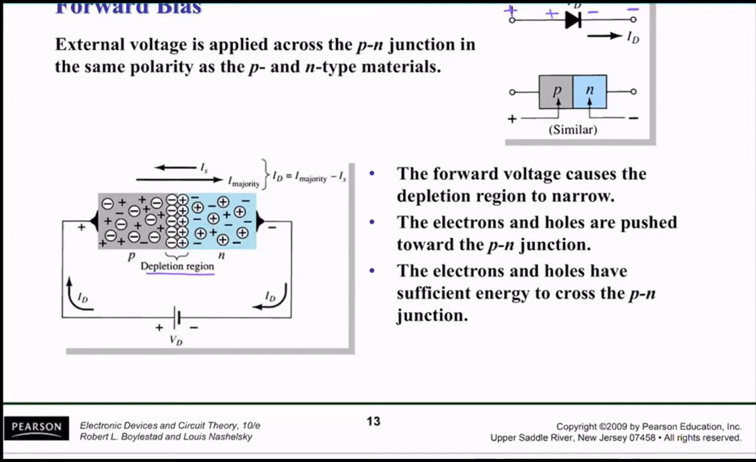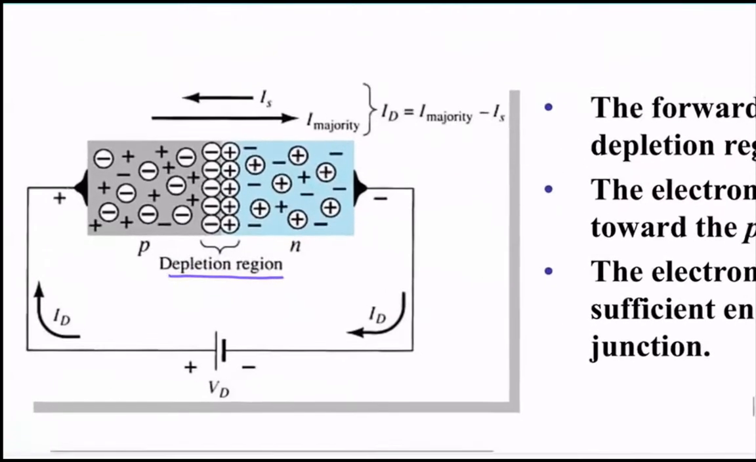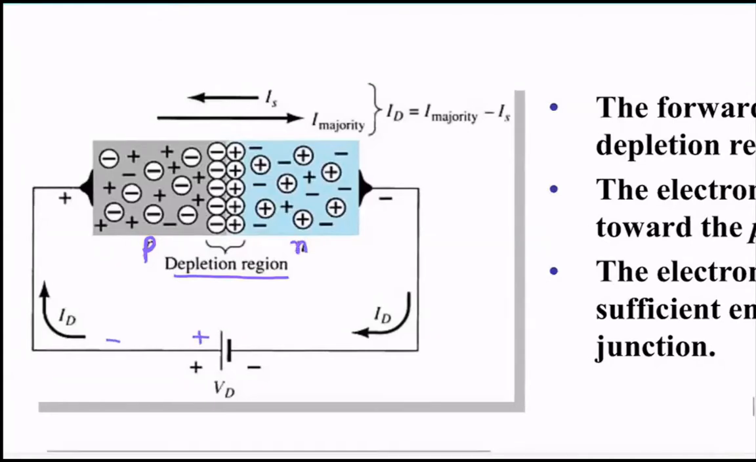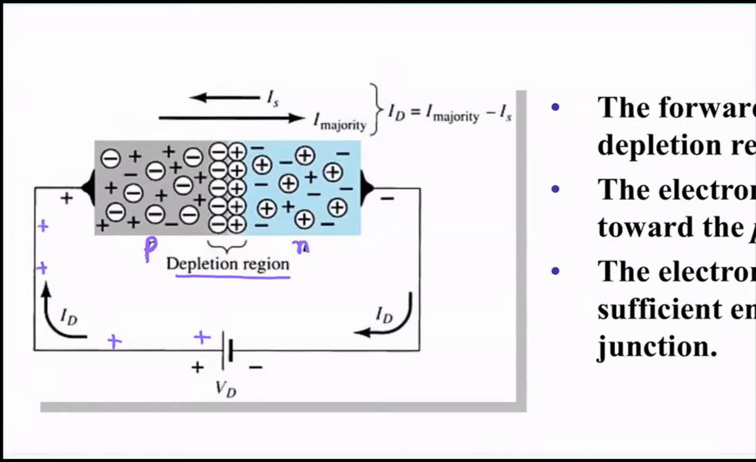If you look here, this is the p-type material on the left, and this is the n-type material on the right. You got positive here, so you got positive charges going in here, correct? This is p-type material, and the majority carriers are holes, which carry positive charge.